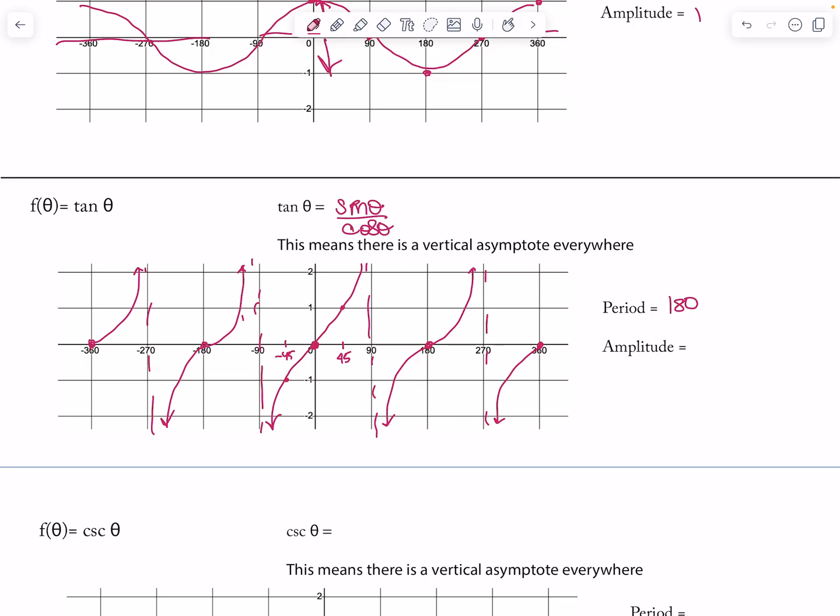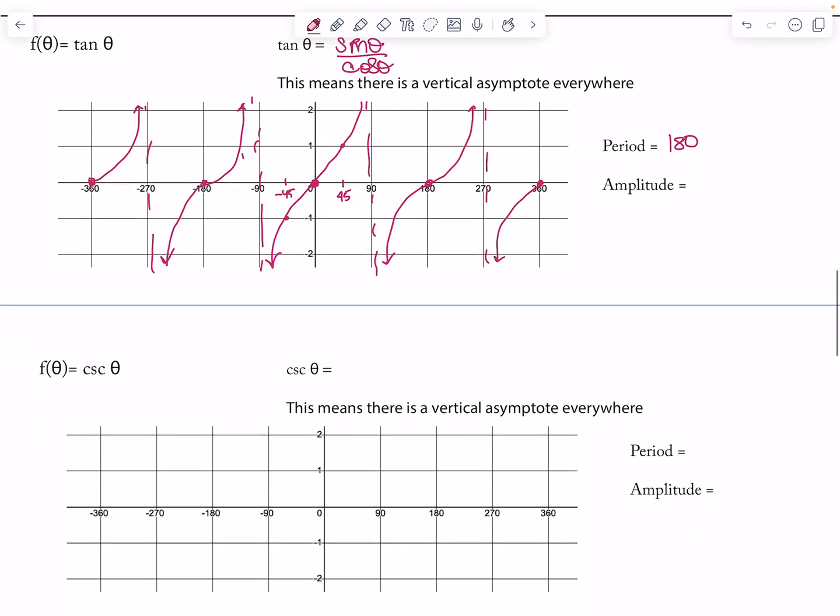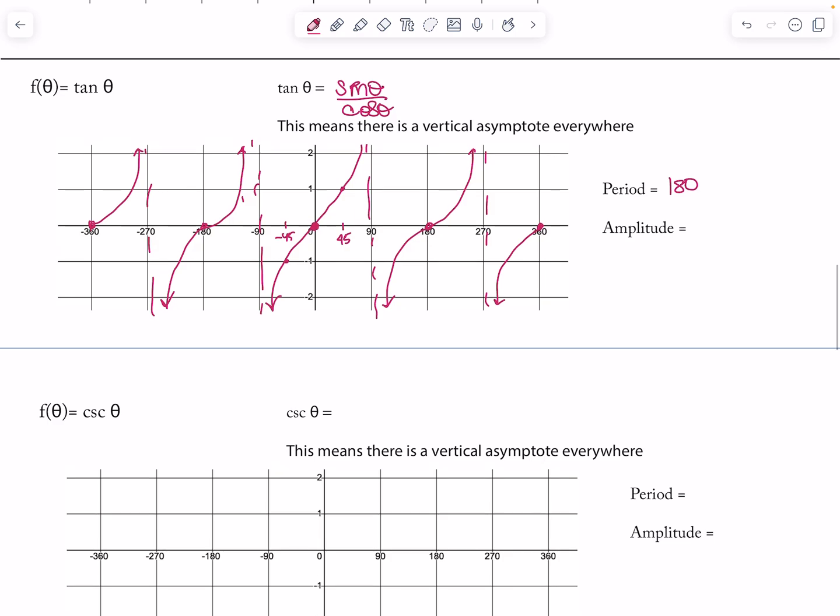And then we don't talk about the amplitude because we don't talk about the height of the graph. But it does have asymptotes. What we call asymptotes means that it gets very, very close to something and then doesn't ever cross it. So there is a vertical asymptote everywhere where it's an odd multiple of 90 degrees, so plus or minus 90, and then plus or minus 270 degrees are my asymptotes.